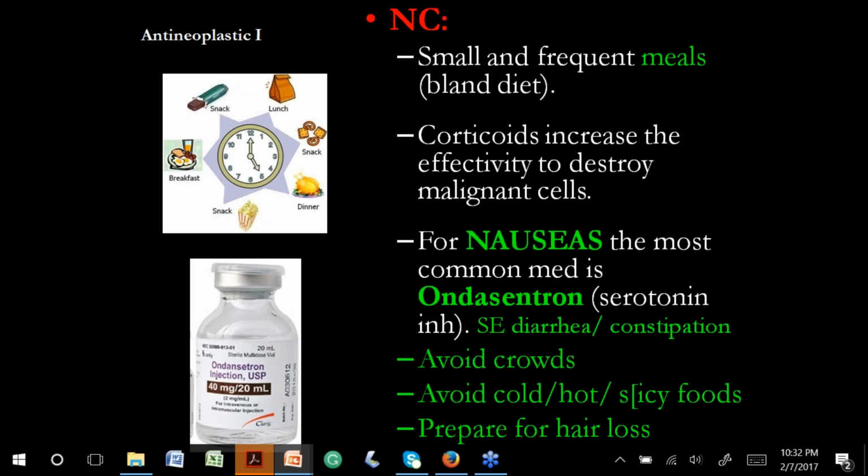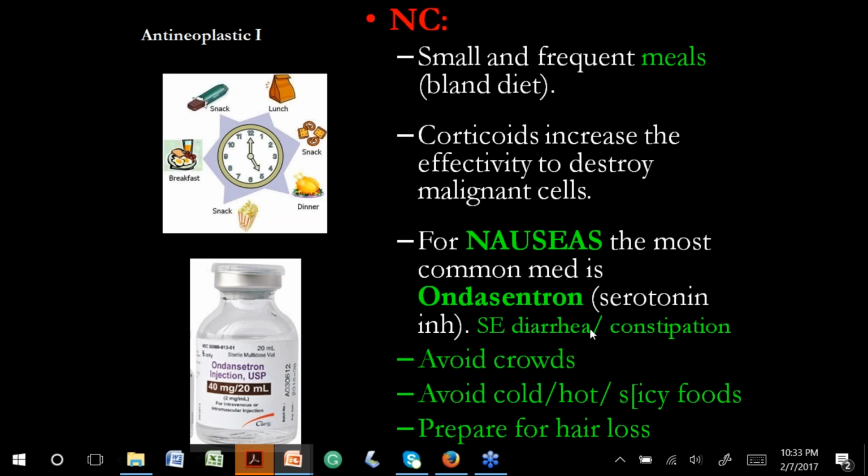And corticoids are being used in addition. So corticoids are not antineoplastic, but we know that when corticoids are applied to patients who have chemotherapy, the effectiveness of the chemotherapy is going to be increased. Okay, for nausea, we have the ondansetron, the serotonin inhibitor. Okay, they can actually lead into diarrhea or constipation.